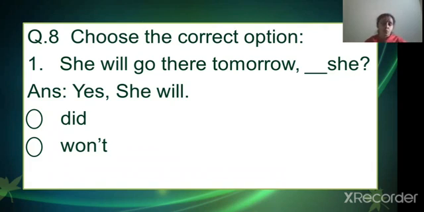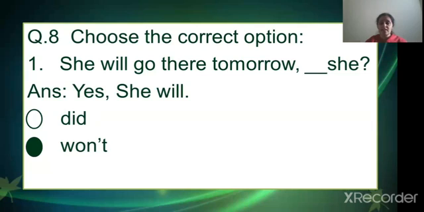She will go there tomorrow. Dash she. So what should the question be? Did she or won't she? She will go there tomorrow. Right? We are talking about an action that is going to take place. Yes, and the answer given to us is yes, she will. So what will the question be? Did she or won't she? Yes, the question here has to be won't she? She will go there tomorrow. Won't she? Yes.